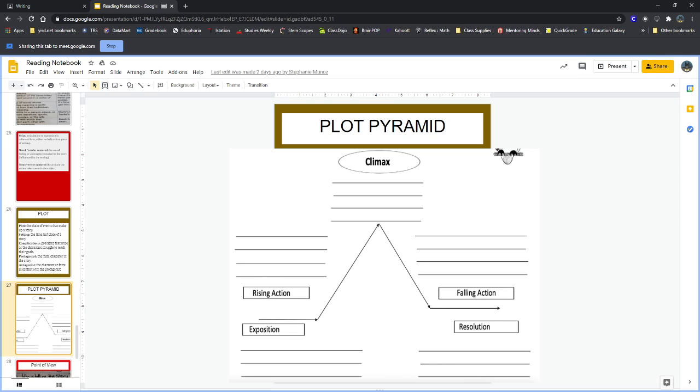So a plot twist is when there's a big change. Something happens and you're like, whoa, I didn't expect that to happen. But sometimes what happens is here in the falling action and the resolution, not every problem gets fixed. And that's what leaves you wanting that part 2.